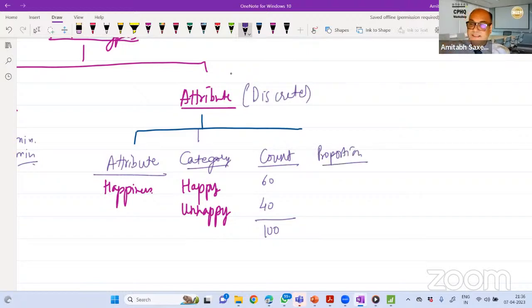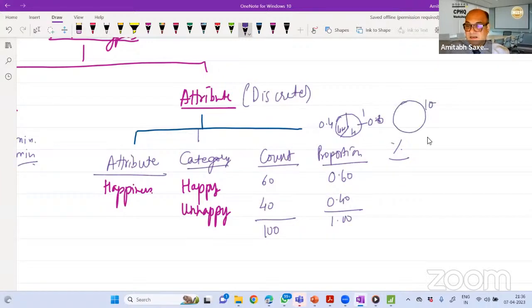Now, to express discrete data, we use proportion, or I can also use percentage, which is more popular. So proportion is nothing but a portion out of 1. So here it is 0.6. If the circle represents 1, this is 0.6 and this is 0.4, happy and unhappy. And for percentages, if you represent the circle as 100, this is 60 and this is 40. Percent, cent means 100.